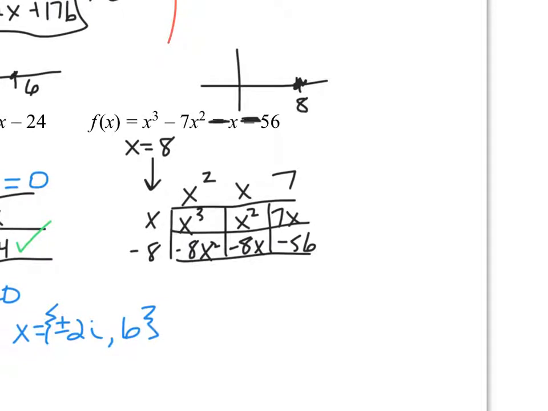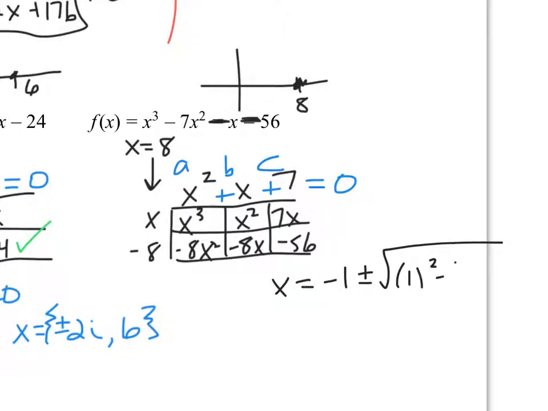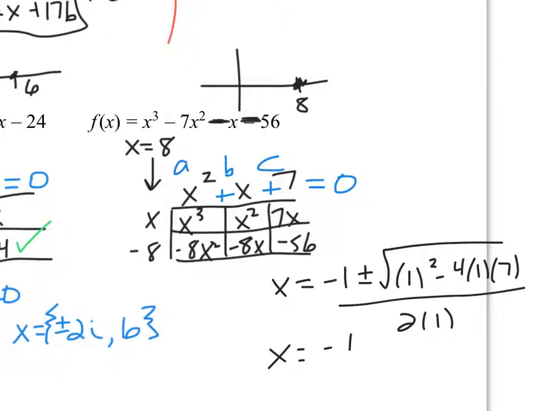So now what I need to do is keep on solving the top. Now, that's definitely not the square root method. So we're going to A, B, C, easy as 1, 2, 3, and do the quadratic formula. Whee! X equals opposite B plus or minus the square root of B squared minus 4AC all over 2A. All right. So x equals negative 1 plus or minus the square root of 1 minus 28, which is negative 27, all over 2.